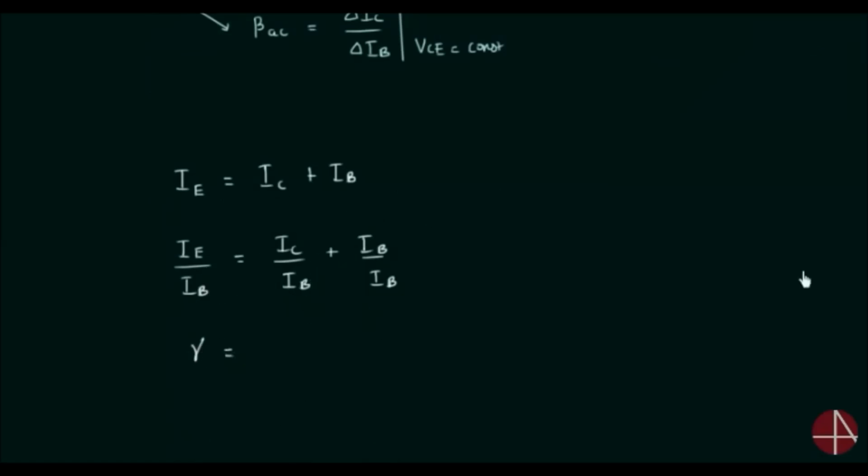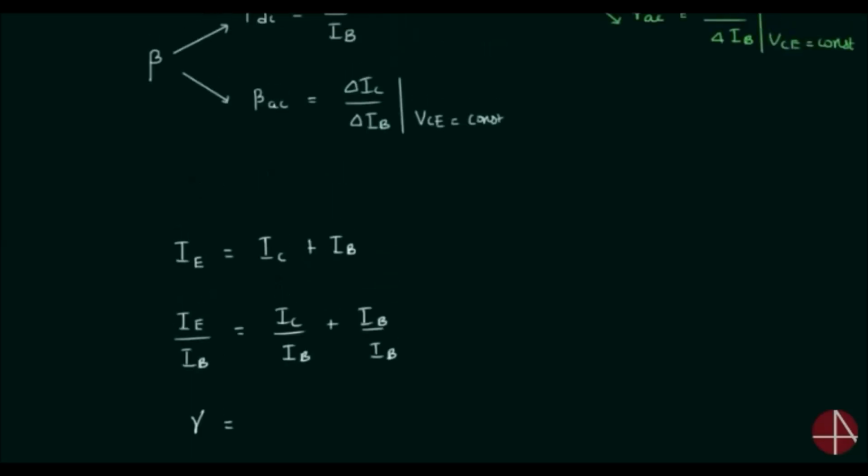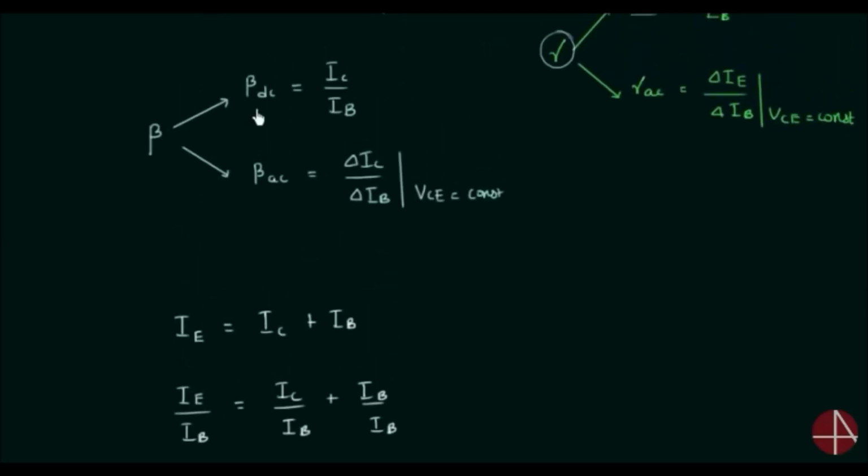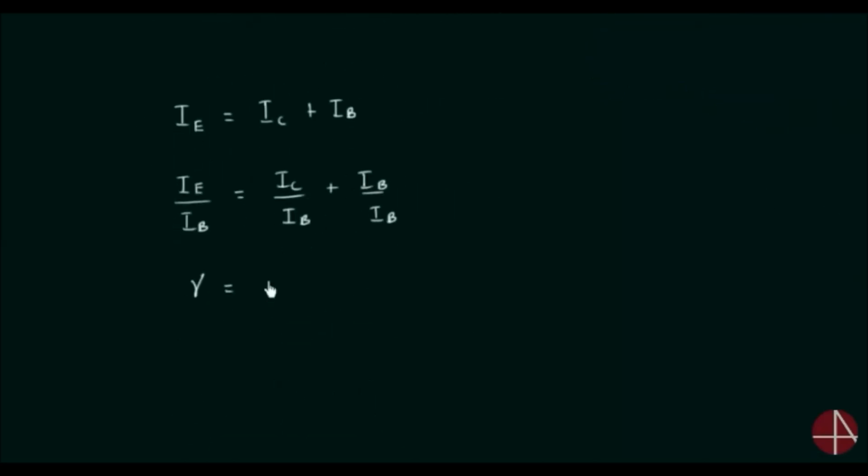IC divided by IB is equal to beta DC, or we can simply consider beta. So we have IC divided by IB as beta. IB divided by IB is equal to 1. So this is the relation between gamma and beta. Gamma is equal to beta plus 1, and we already know beta is equal to alpha divided by 1 minus alpha.